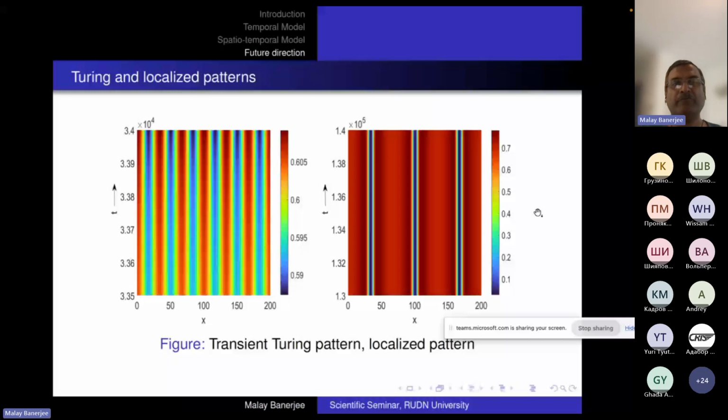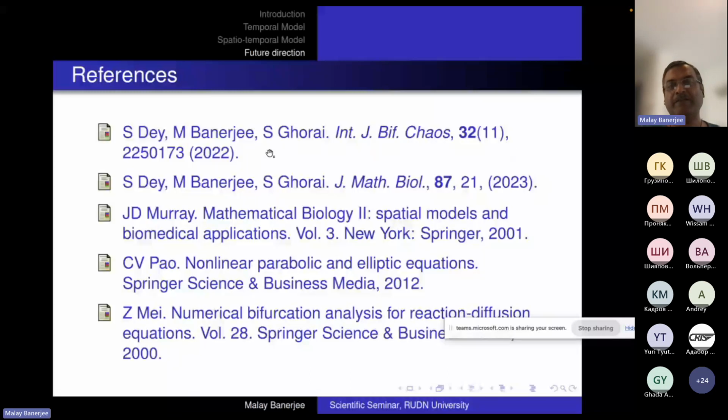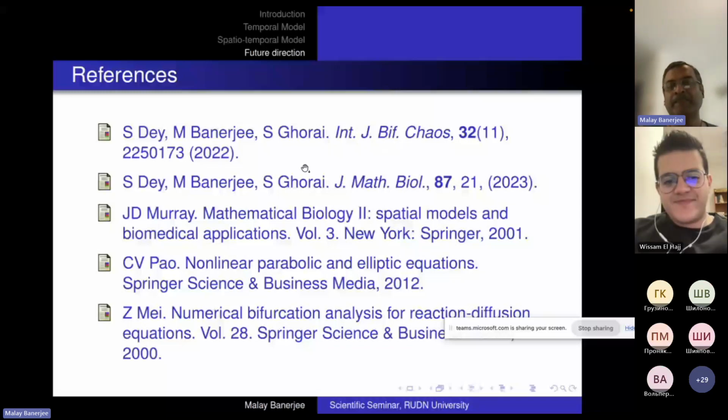So this is all about my talk. Most of the part I mentioned was about Turing patterns outside the Turing domain. This is published in this particular article in the International Journal of Bifurcation and Chaos. The last part of the talk, which I mentioned very briefly, appeared this year in the Journal of Mathematical Biology. These are the main books; mainly the book by Xin Mei we have used to perform the numerical continuation of the spatiotemporal bifurcation structure.